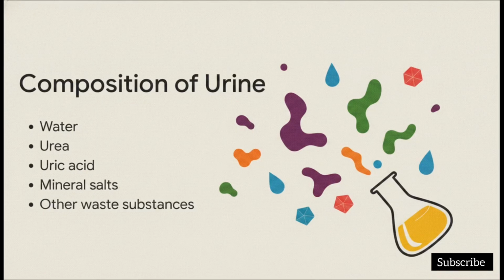That's urine. It is composed mostly of water, obviously, but crucially, it contains urea, uric acid, mineral salts, and various other waste substances. Always, always remember that urea is the key harmful nitrogenous waste that our body is actively targeting for removal. That is the primary villain our kidneys are fighting against every day.